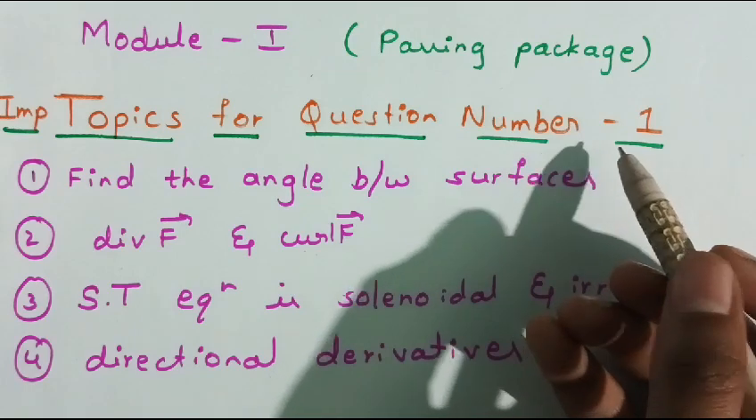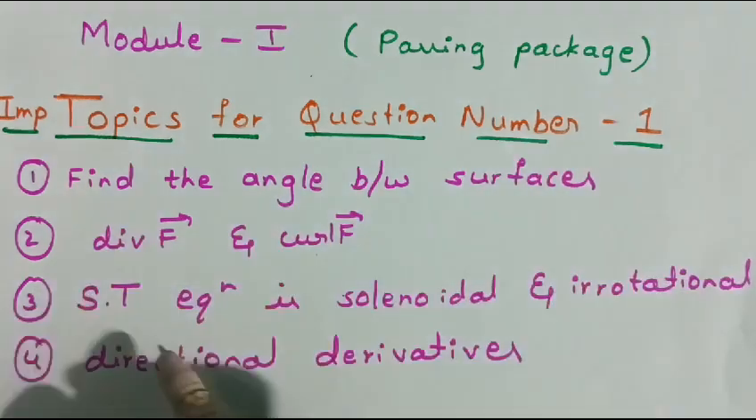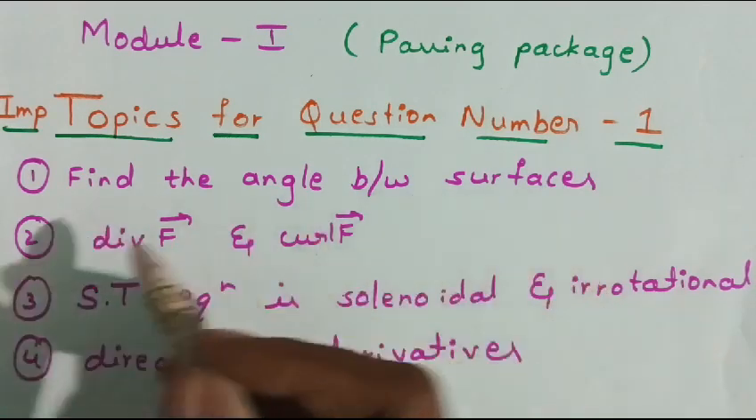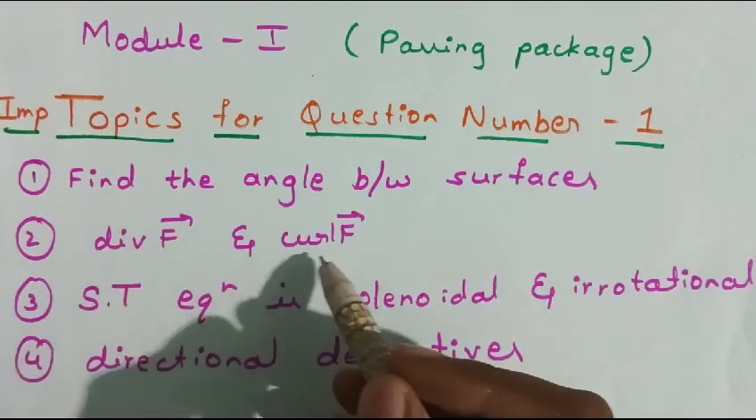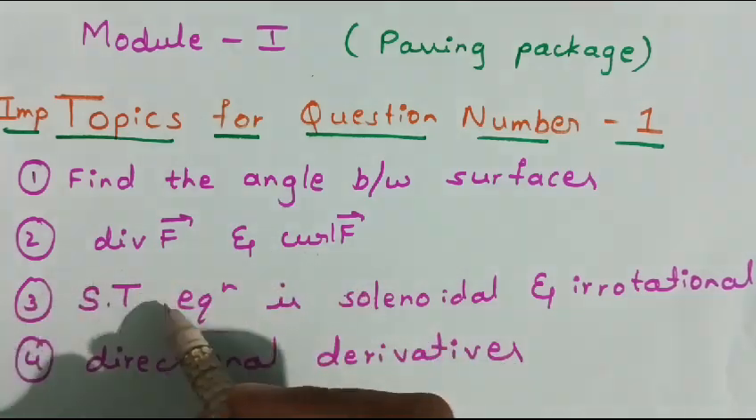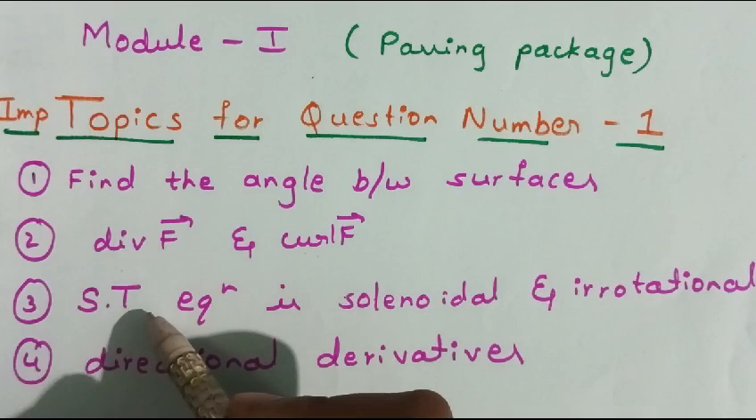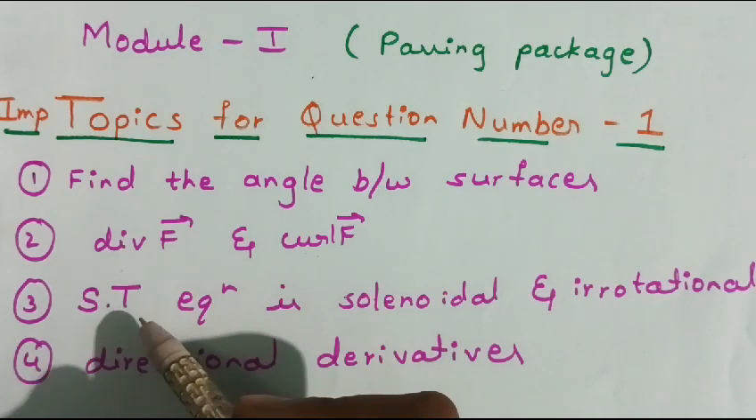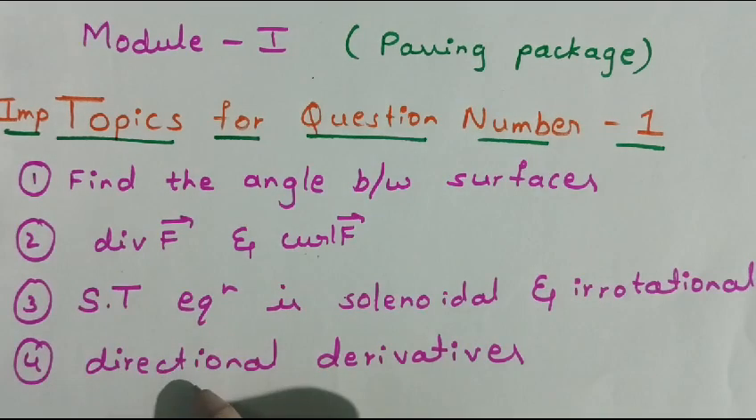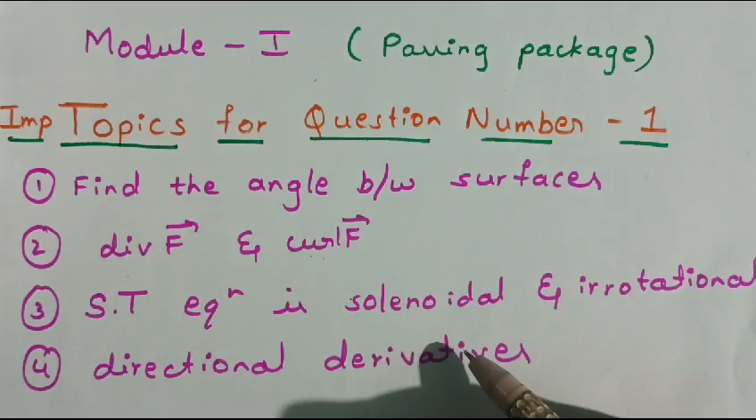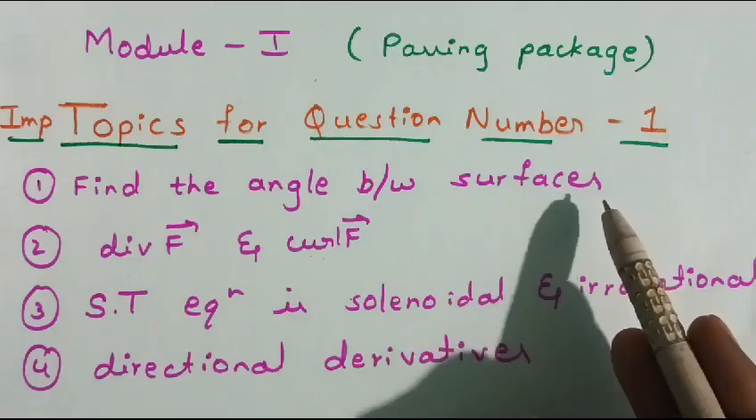For question number 1, we mainly have 4 topics: find the angle between the two surfaces, find the divergence of a vector or the curl of a vector, and show that a vector is solenoidal or irrotational. This is the most important question. This is the sure question in the exam. And the last topic is directional derivatives. Based on these 4 topics only, the questions are asked in question number 1.